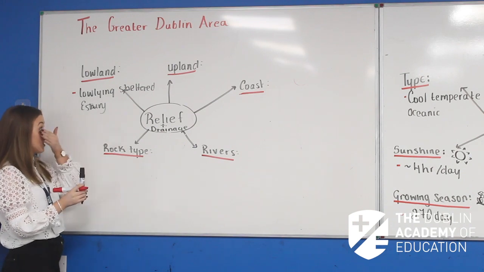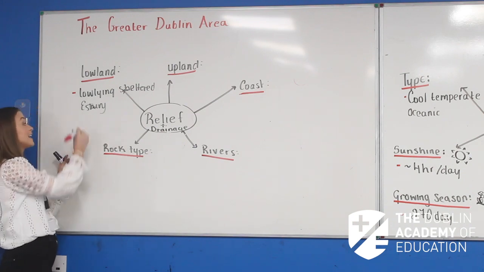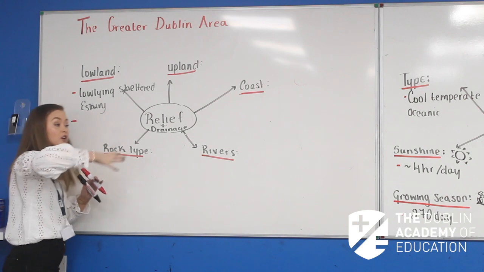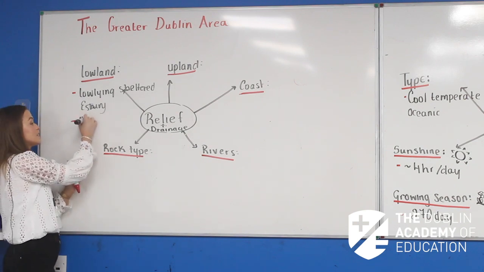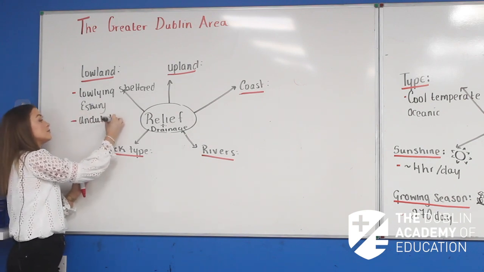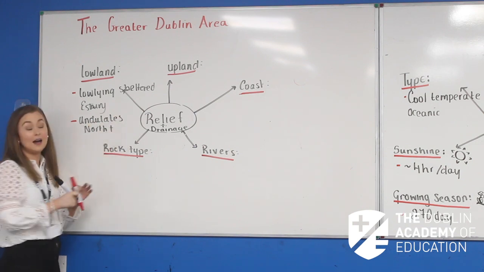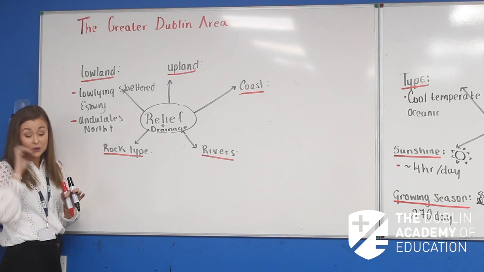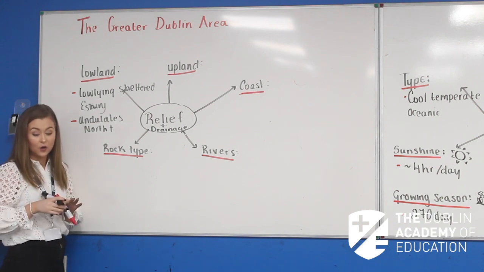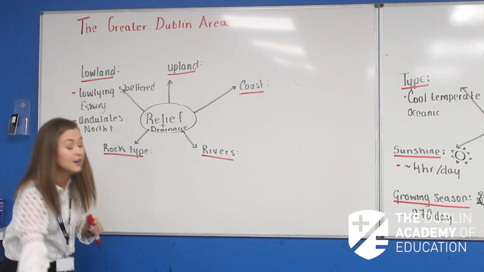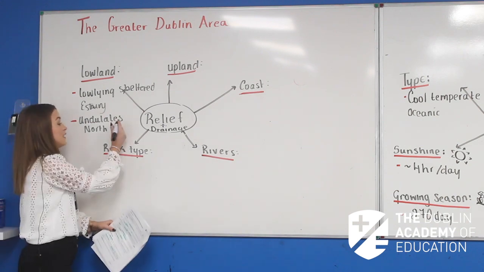Now, after that, what I can mention is the fact that it's undulating or falling or curving. So it undulates to the north. Apologies, something in my eye now. So it undulates to the north and also to the west. So the north and the west of the region.